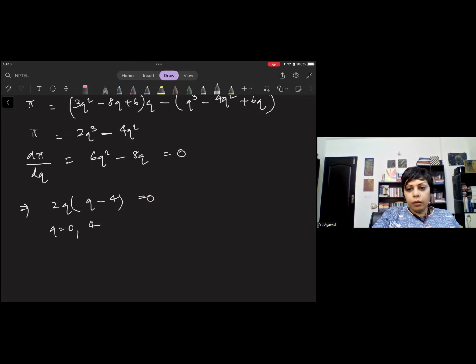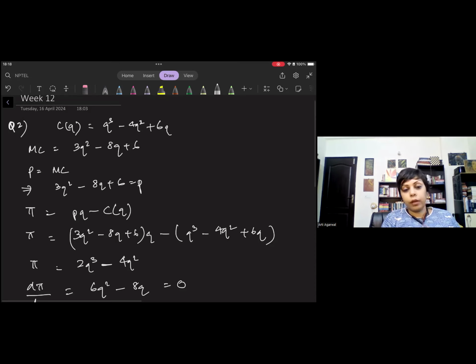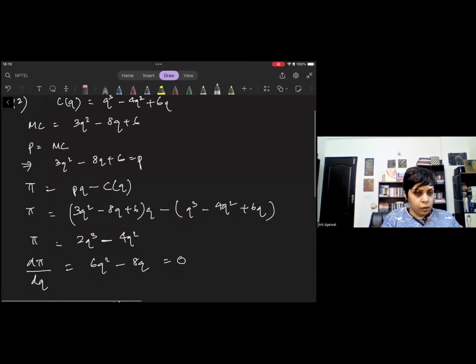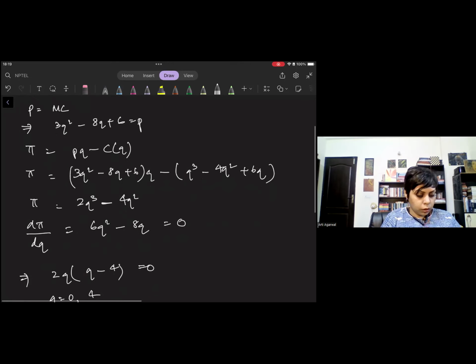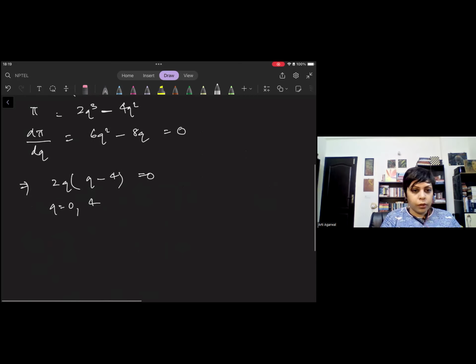This is the answer I'm getting. I think somebody had posted a different answer. How did you get your answer? Can you check if you made some error or if I've made some error? Both are possible. It's possible I can also make a mistake. Let me check if I have made any mistake. Okay. So this is what I'm getting.